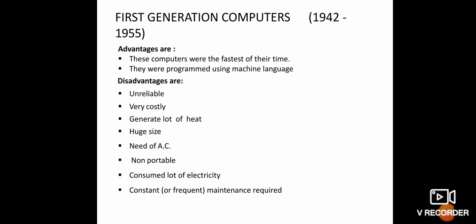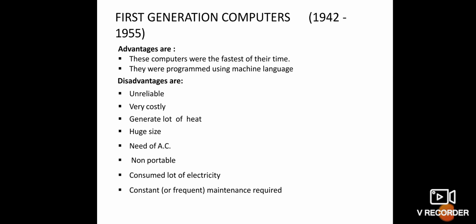We are going to see the advantages here. The computers are faster. At that particular time, that was very fast. They were programmed using machine languages. Here they used only machine language, that is zeros and ones as the input and the output.